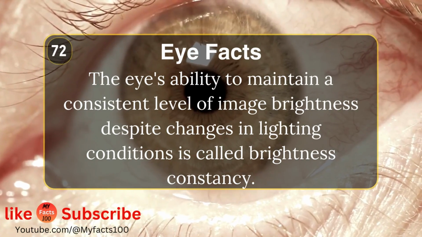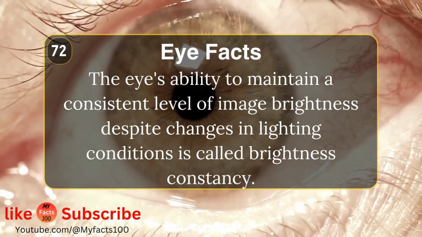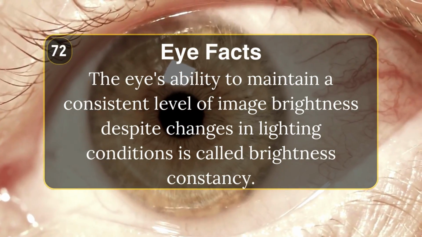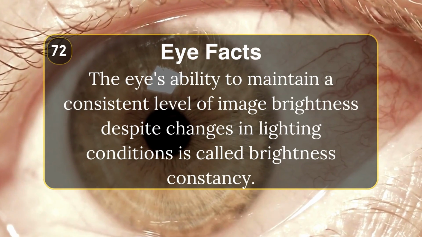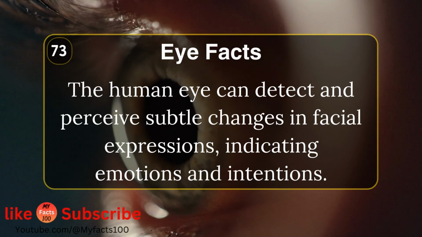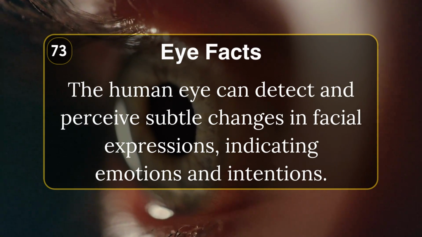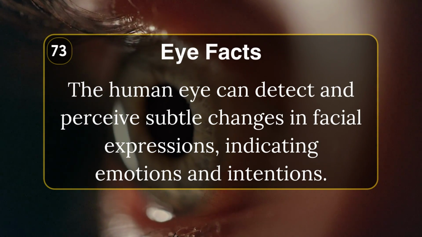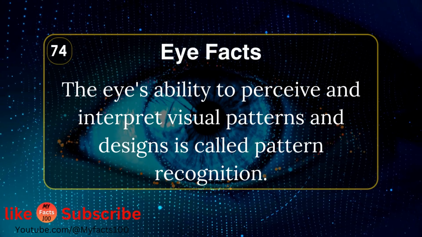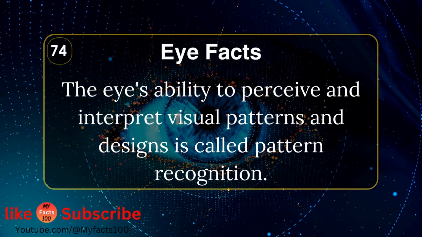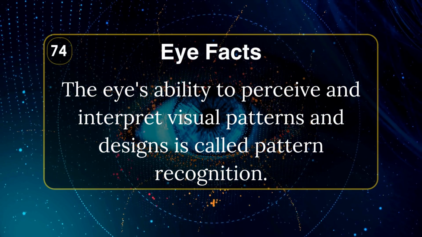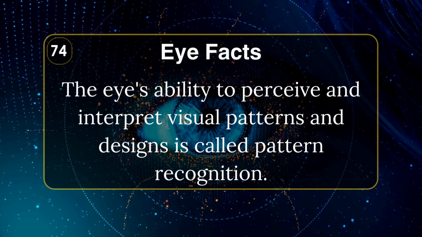The eye's ability to maintain a consistent level of image brightness despite changes in lighting conditions is called brightness constancy. The human eye can detect and perceive subtle changes in facial expressions, indicating emotions and intentions. The eye's ability to perceive and interpret visual patterns and designs is called pattern recognition.